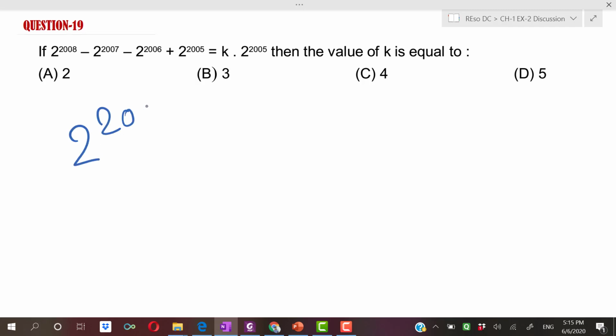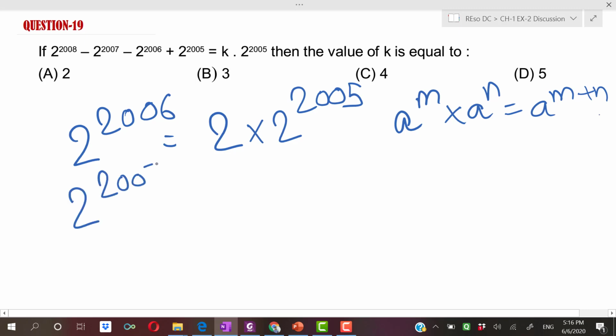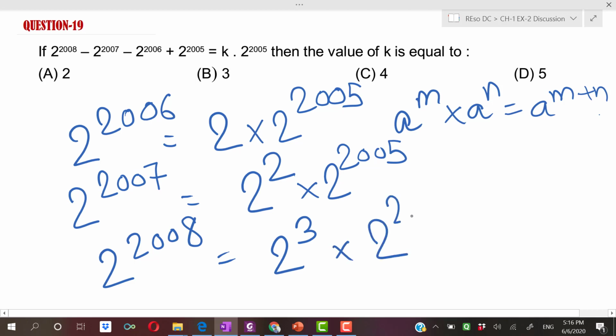I will write 2 raised to the power 2006 as 2 into 2 raised to the power 2005. I had read an identity, a raised to the power m into a raised to the power n is equal to a raised to the power m plus n. Similarly, I will write 2 raised to the power 2007 as 2 raised to the power 2 into 2 raised to the power 2005, and 2 raised to the power 2008 as 2 raised to the power 3 into 2 raised to the power 2005.